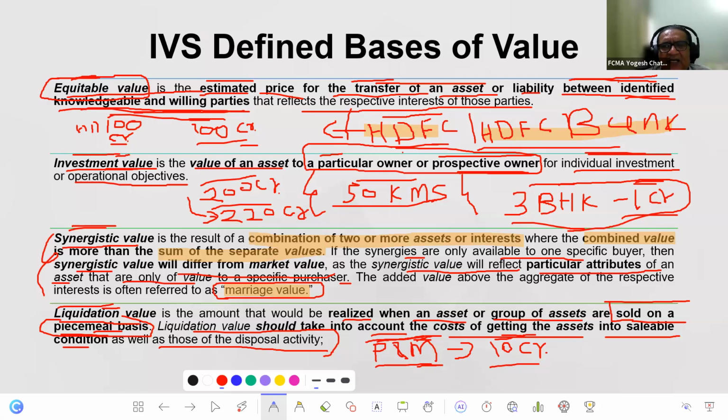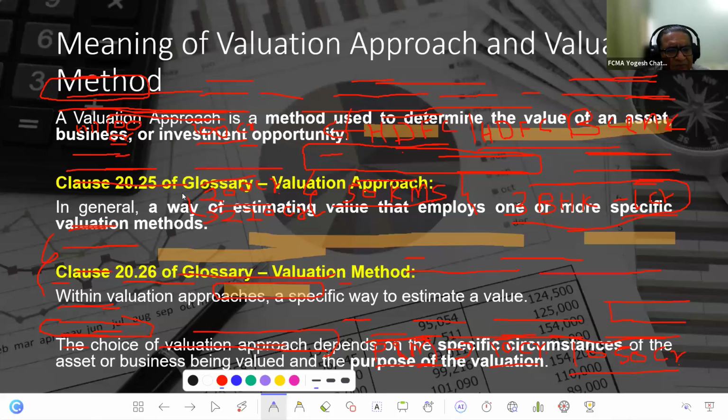That will require a transportation cost. So that will be part of the disposal activity. Supposing that is say 0.50 crore or 50 lakh rupees. So these two amounts will be reduced from the gross amount of the liquidation value. So that is about the six bases of value.